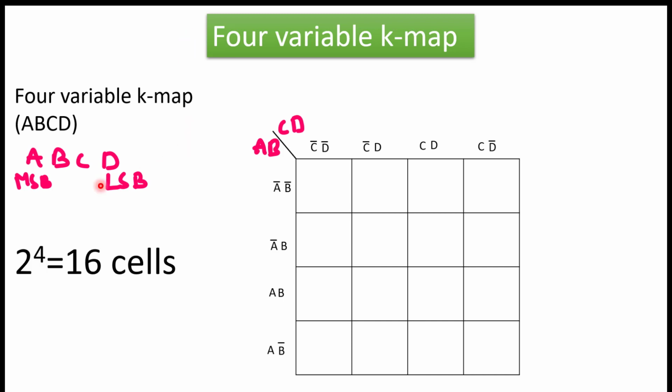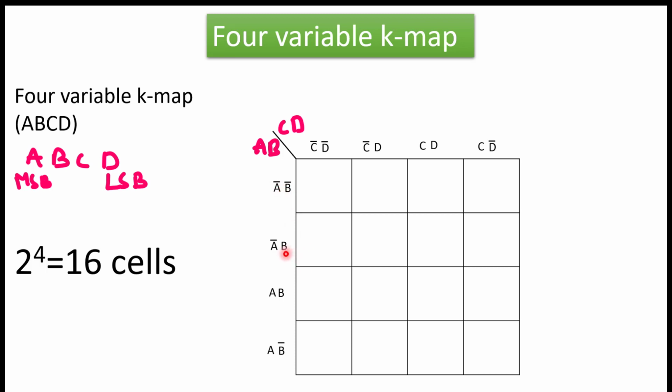So the 16 cells, if you look here, A, B, C, D, in which I am considering A as my MSB and D as my LSB. Please be very careful when you consider LSB and MSB, because that decides the numbering of your cells. I am taking AB this side and CD this side. Now I start giving the notation for each cell. This is A bar, B bar.